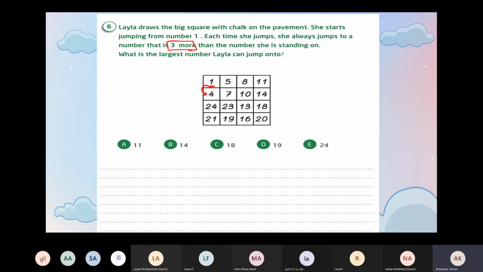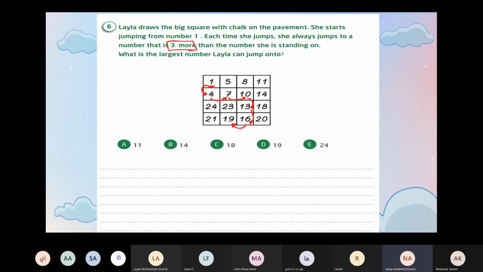Then from 4 to where? 3 more than 4, to 7. From 7 to where? 10. From 10 to where? 13. From 13 to where? Wait, 3 more than 13, 16. From 16 to 19. From 19 to 23.